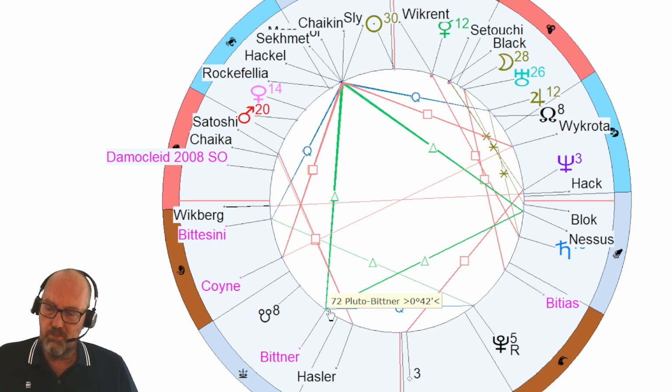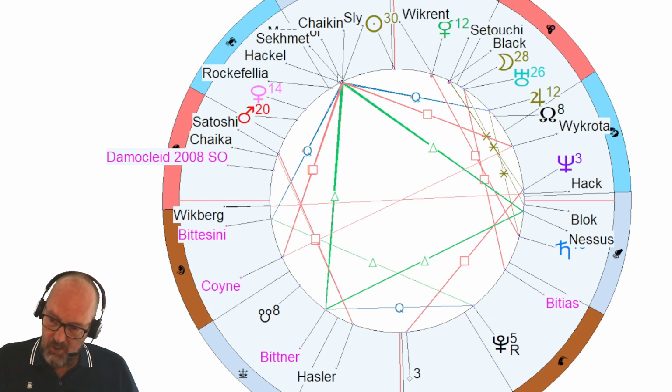To put it very simply, we have Bittner here making a trine to a group of stuff here and a quintile to Pluto, and Bittesini is making a quintile to that group of stuff and a trine to Pluto, so that's like equal. But when we look at Bittner, we also see a very notable grand trine involving Nessus.